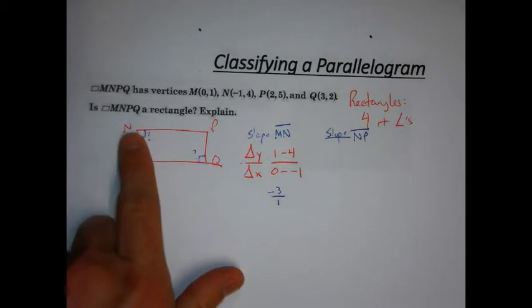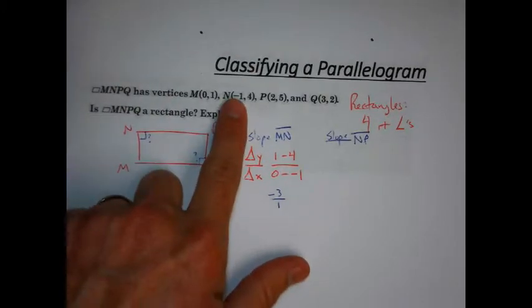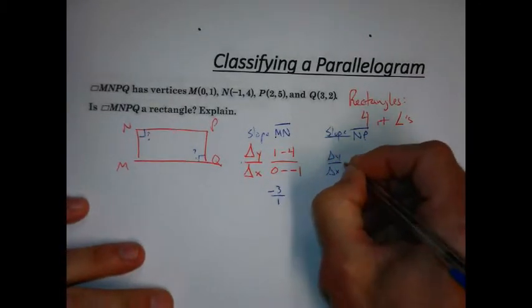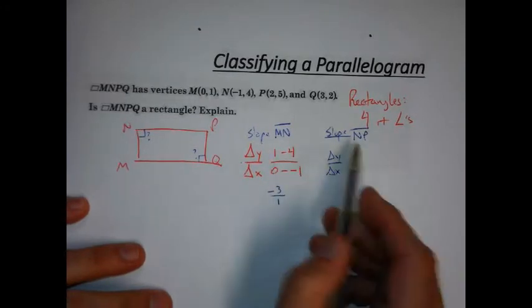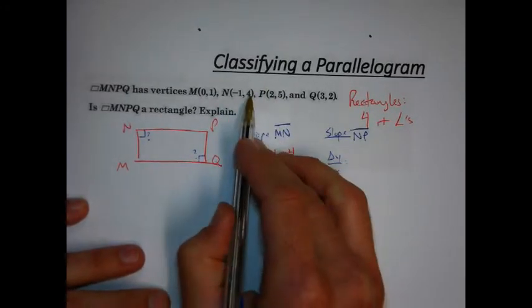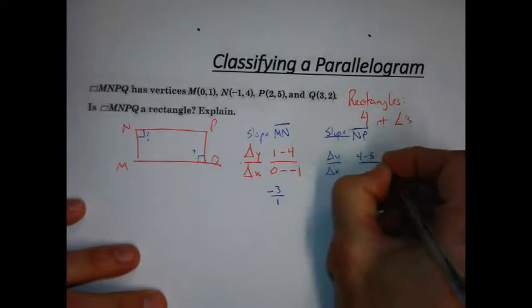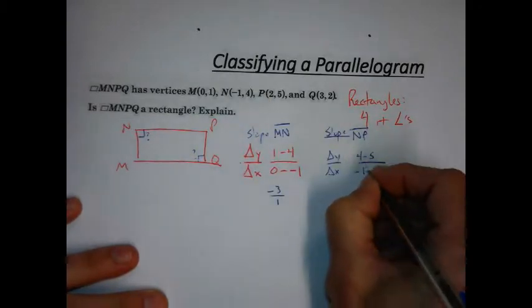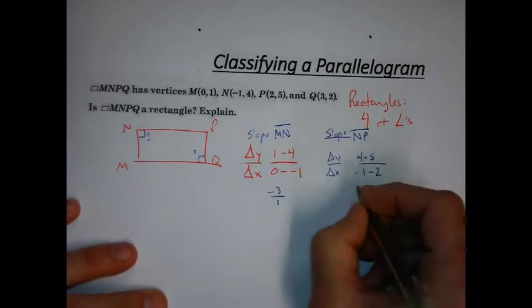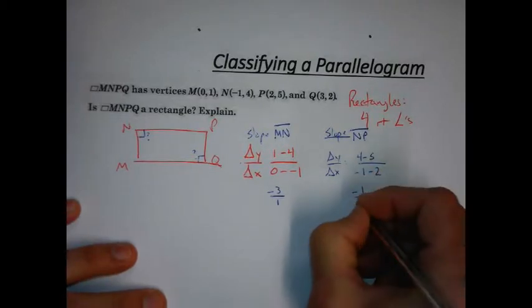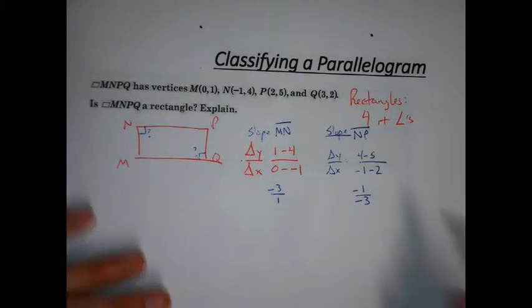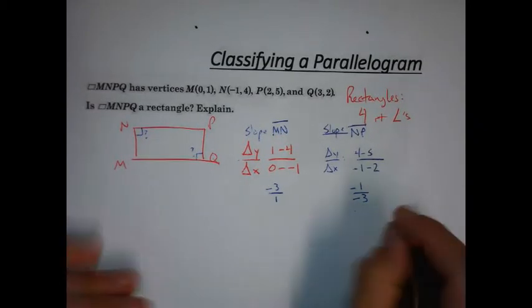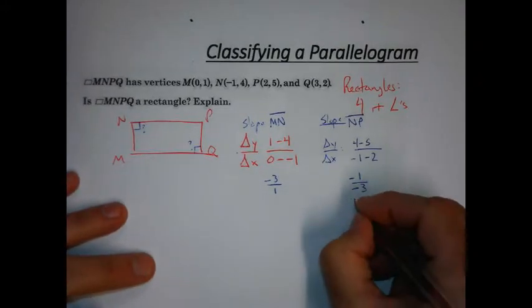Okay, so now I'm going to look for NP. Here's N, here's P. Let's do the same thing. The change in y over the change in x. So if I'm going to go from N to P, change in y, 4 minus 5, and my change in x, negative 1 minus 2. So 4 minus 5 is negative 1. Negative 1 minus 2 is negative 3. Now, I have negative 1 over negative 3. But what's a negative over a negative? A positive. So the slope of NP is positive 1/3.